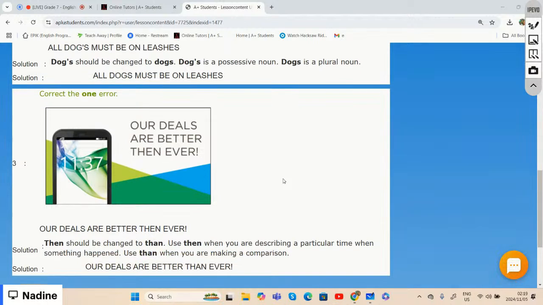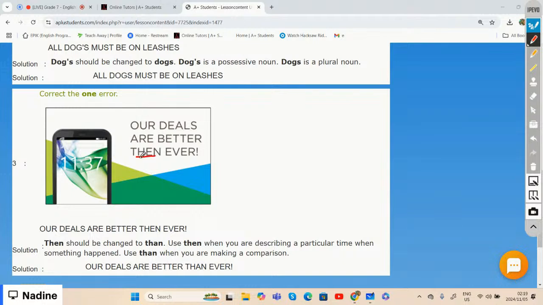And if we were to correct our one error on this, let's say, poster or sign, then we would say we need to change then, right? Because if we use the word then, it's almost like we're talking about a specific time that something happened, then and now. So we need to change that to than.